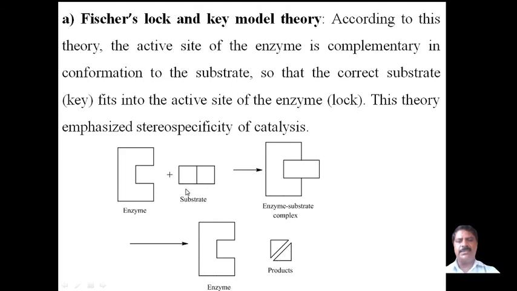Therefore this is not the same as the product. This will be different; there should be a plus, which is missing here. Therefore we say it is the enzyme plus the product, and this is called the Fischer lock and key model theory.